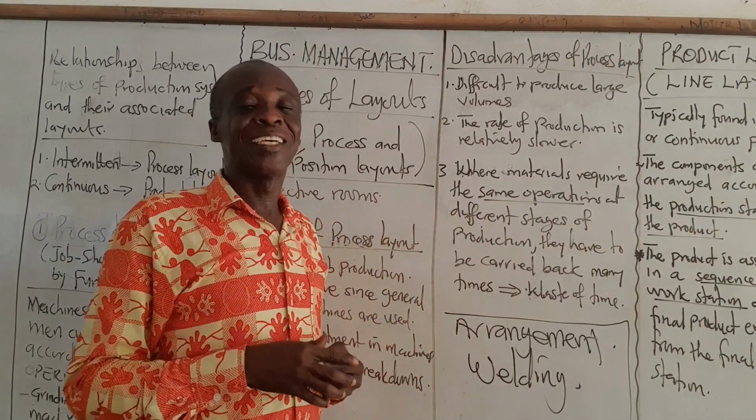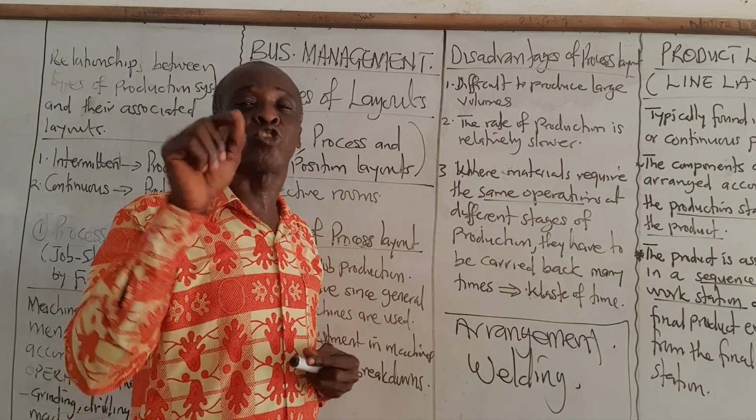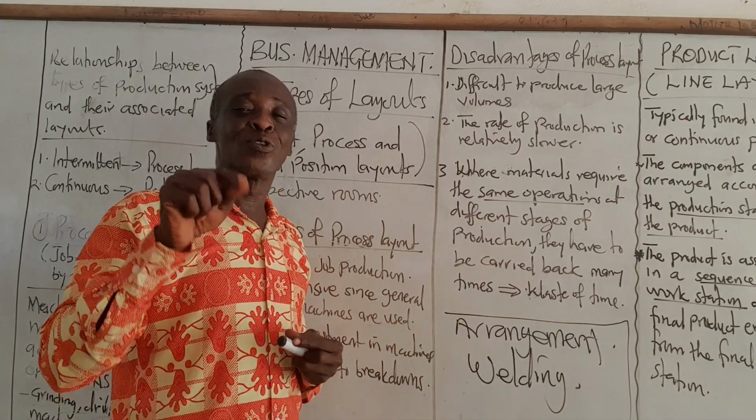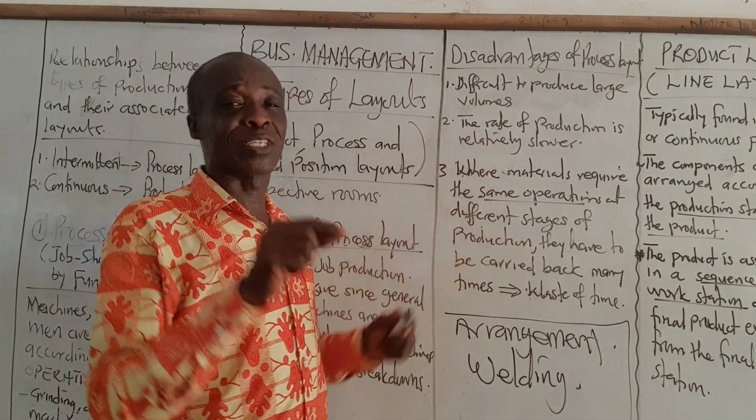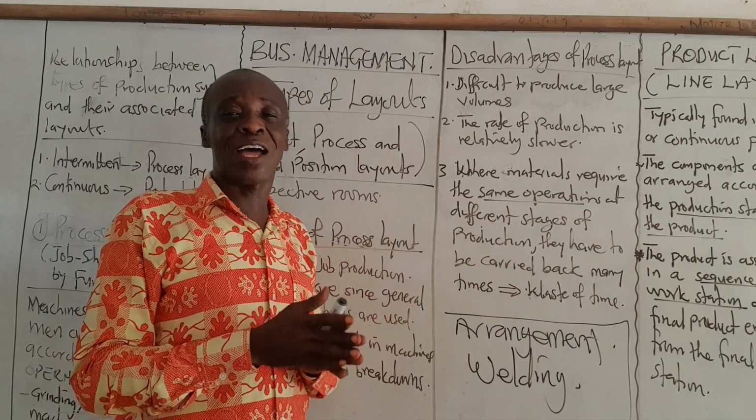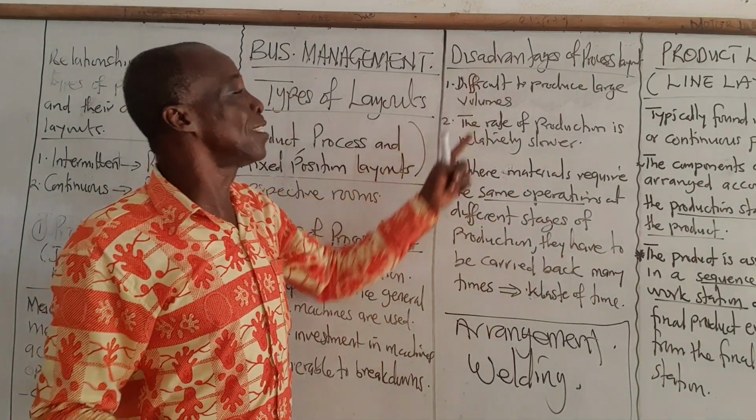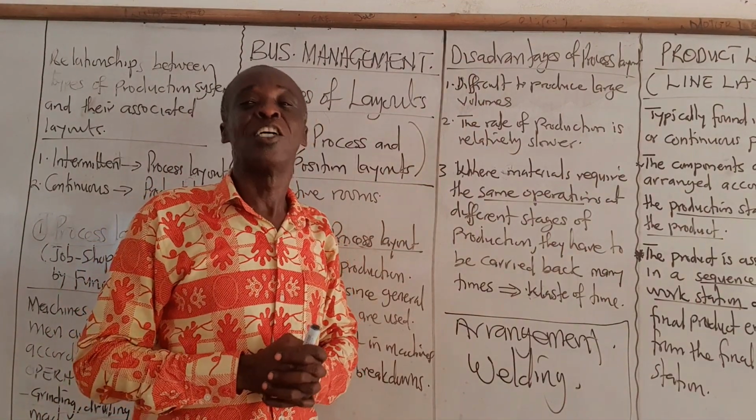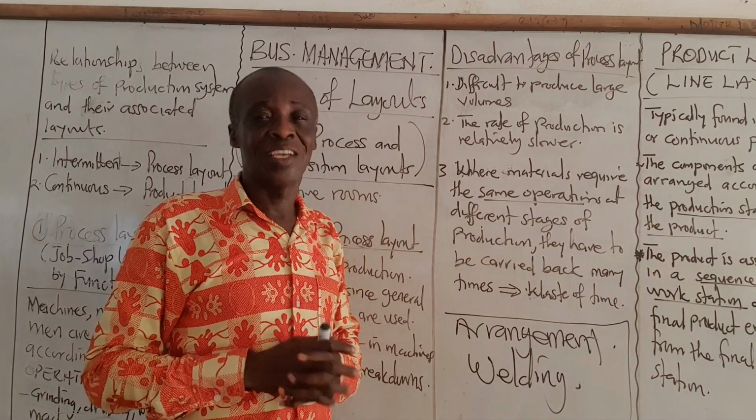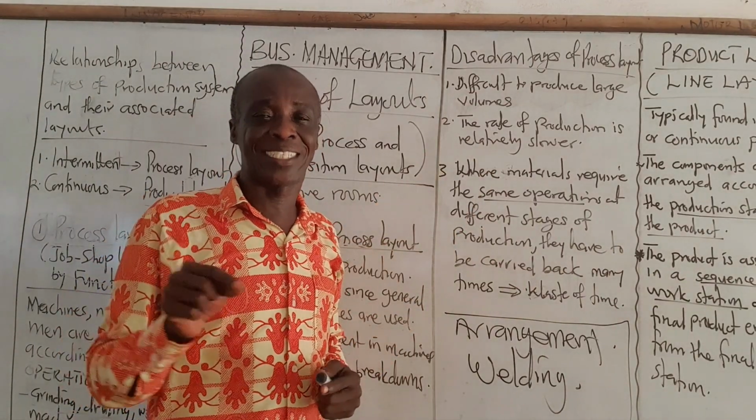Don't forget that the process layout is associated with job production. If you look at mass production, which is associated with product layout, you can produce in volumes. But when you are using the process layout, which is associated with job production, it is very difficult to produce in larger quantity.